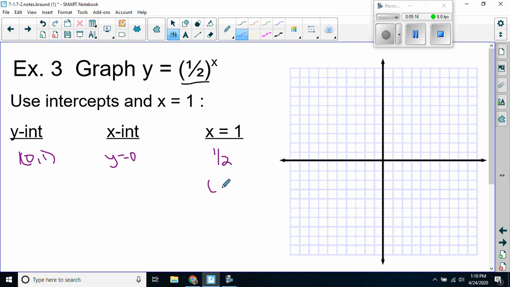So I've got my points right here. I've got the intercept at 1. The point 1, 1/2 tells me that this is now going to go down. This is a decay curve. So I'm just going to sketch my curve, let it approach the x-axis, not cross it, and there you go. It's a little sketch, okay?